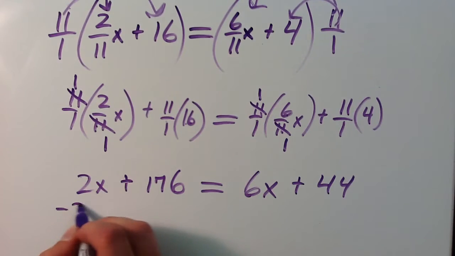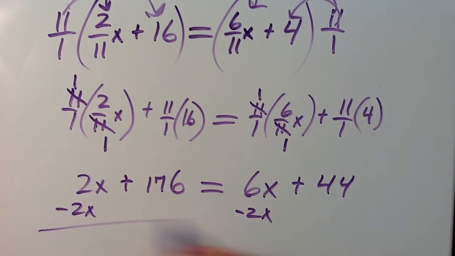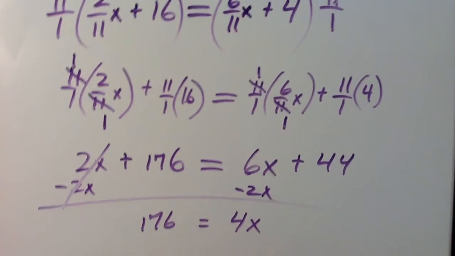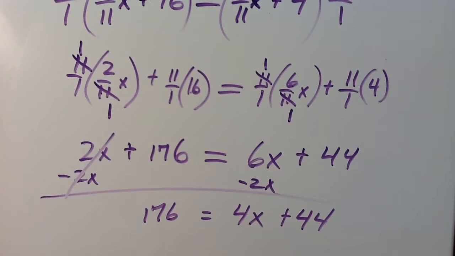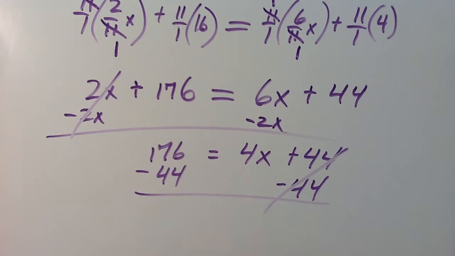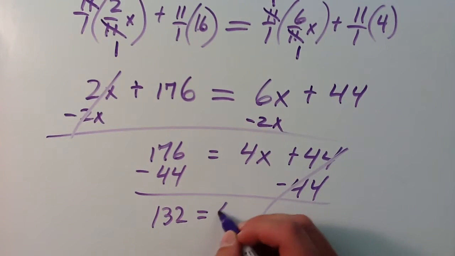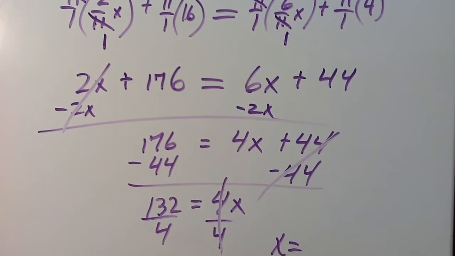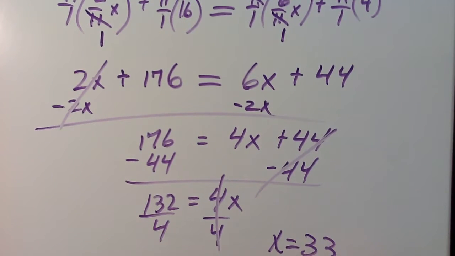Let's get the variable on one side. So I subtract 2x from both sides to get the variable on the right side. 6x minus 2x is 4x. I still have plus 44. With the variable on the right side, I get this number on the other side by subtracting 44. So those 44s cancel. 176 minus 44 is 132. That's equal to 4x. Solve for x by dividing by 4. And so x is equal to 132 divided by 4, which you find is 33.